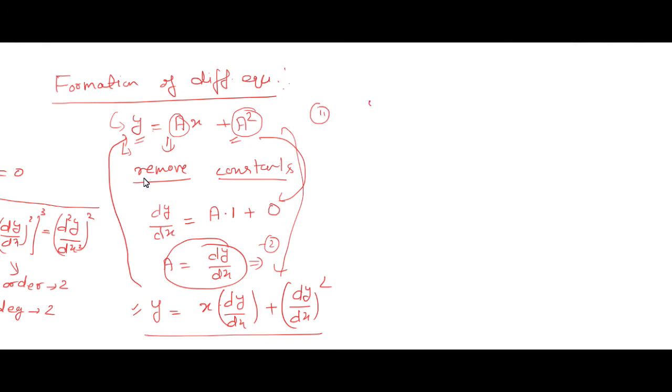we have to form a differential equation for y equal to a cos x plus b sin x. So to form the differential equation for this equation, we must remove these constants a and b. So to remove them, first we will differentiate this equation. So we will get dy by dx equal to minus a sin x plus b cos x.